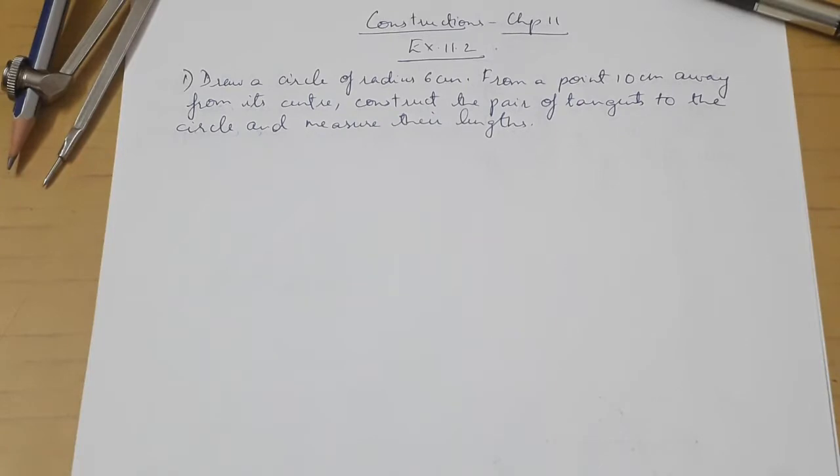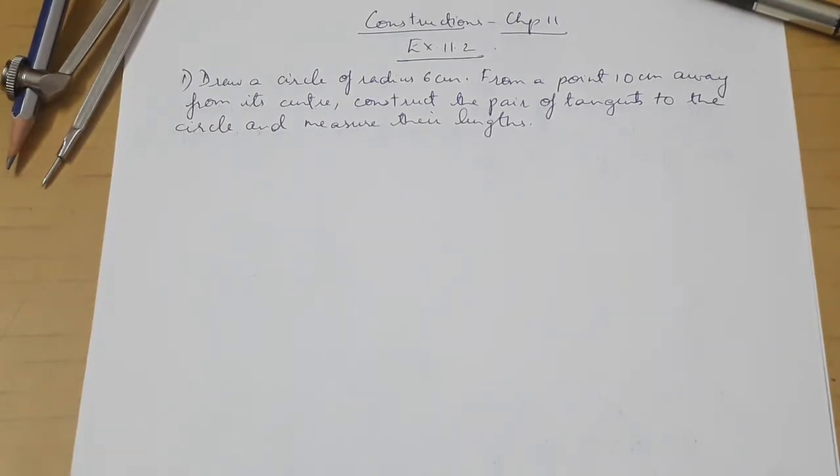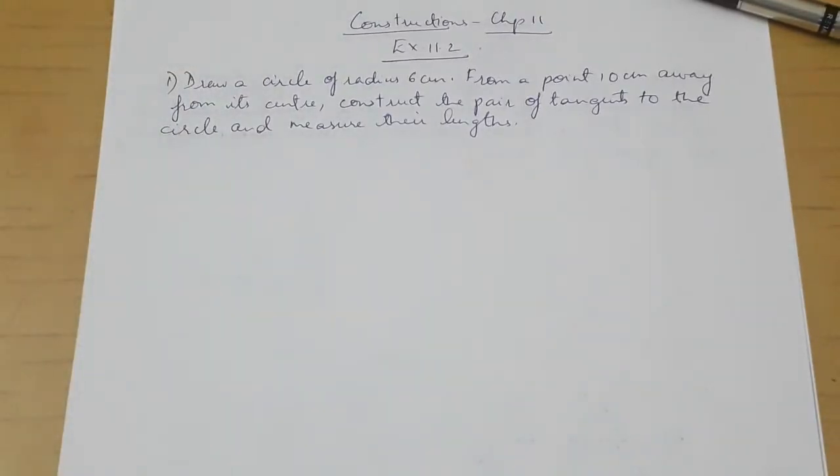The first question says that we need to draw a circle of radius 6 centimeters from a point 10 centimeters away from its center. We need to construct a pair of tangents to the circle and measure their lengths. First, what we'll do is construct a circle of radius 6 centimeters.